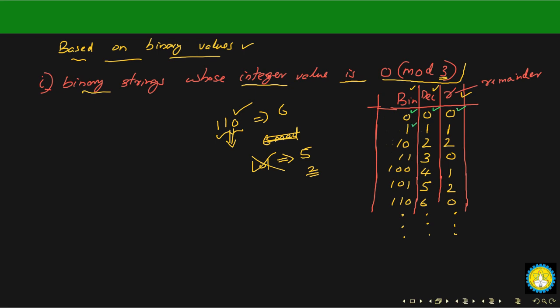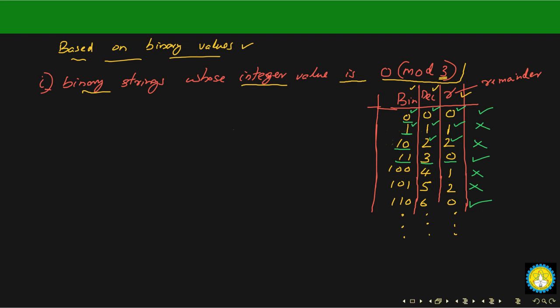So if it is 1, the decimal value is also 1. 1 mod 3 is again 1. So this should not be accepted. This has to be accepted because the remainder is 0, whereas this 1 should not be accepted. If the binary string is, say, 10, it has a decimal value of 2, and the remainder is going to be 2. So it also should not be accepted. Here again you have 11. 11's decimal value is 3, and the remainder on dividing it by 3 is going to be 0. So this should be accepted. Similarly, this should not be accepted, this should not be accepted, and 6 has to be accepted, right? So we have to design the DFA for this. So let's begin.